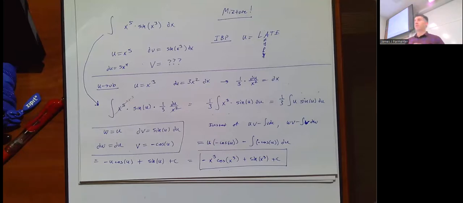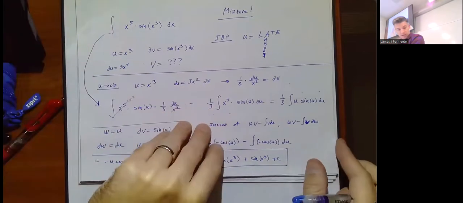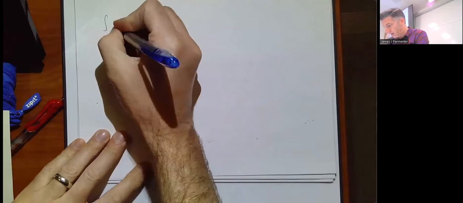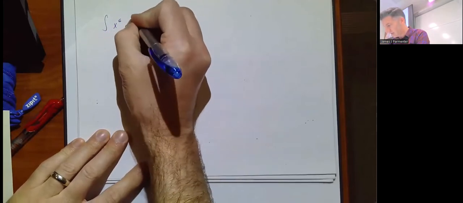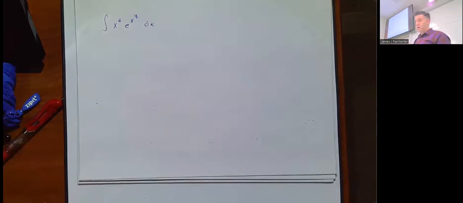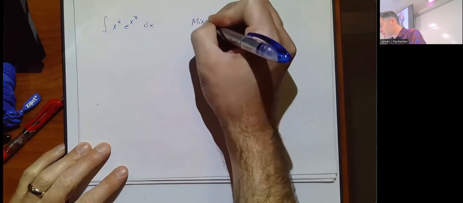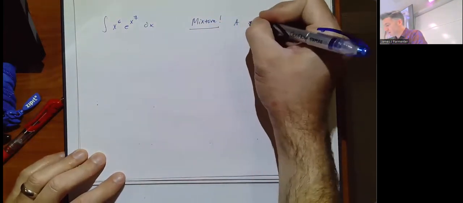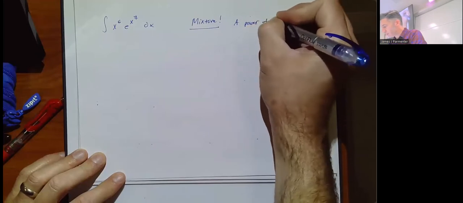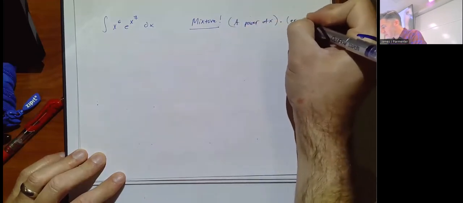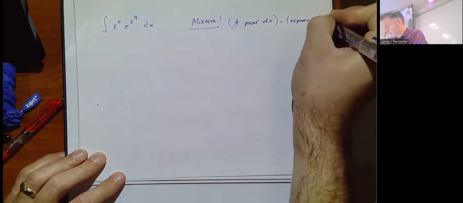So here's the thing, and I'll say this over and over again. Integration is kind of, you have to kind of guess. Sometimes I'm guessing, like, well, I don't know, try a thing. And so when I look at the integral of x to the 6th times e to the x to the 7th, first and foremost, I see a mixture. I see a power of x times an exponential, e to the x.